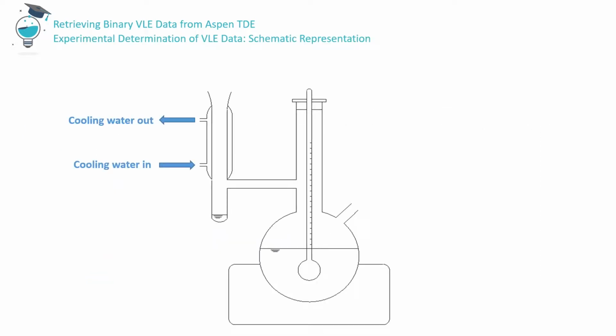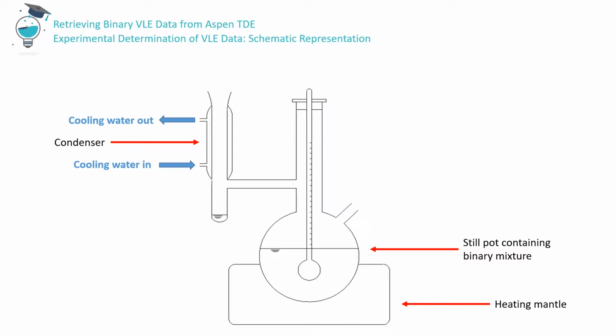Let's start by envisaging how, experimentally, we might generate VLE data for a binary mixture. Basically, a liquid sample of the binary mixture of specified composition is brought to its boiling point in a still pot and maintained at a constant pressure. Vapour, which is in equilibrium with the boiling liquid, rises from the still pot and passes into the condenser where it cools, and the condensate is collected here. A thermometer immersed in the boiling liquid is used to measure the boiling temperature.